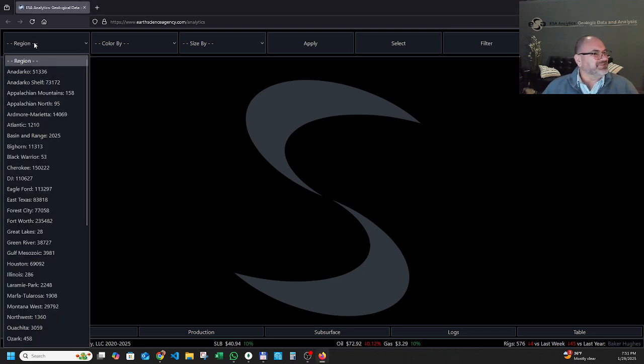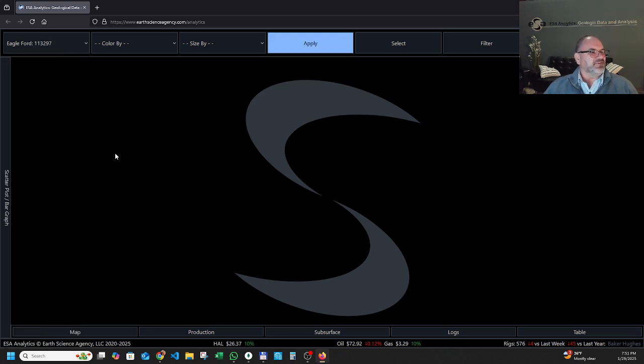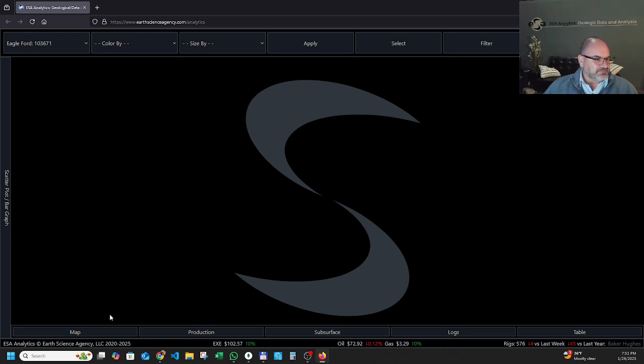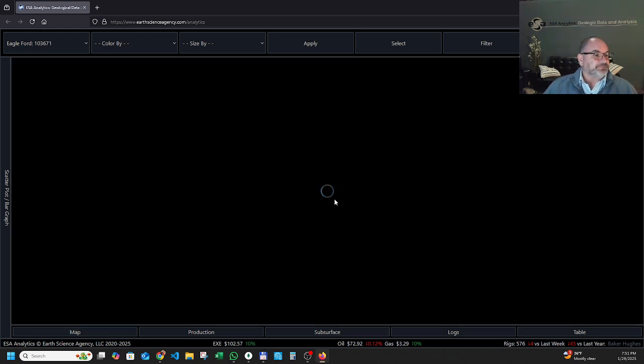So getting into the region here, it's the Eagleford. It has over 100,000 wells, so it does take a few seconds to load. If you are used to working with these types of data sets and you have a big Eagleford project, you can compare how fast this loads compared to your project. There it is. It's already loaded.